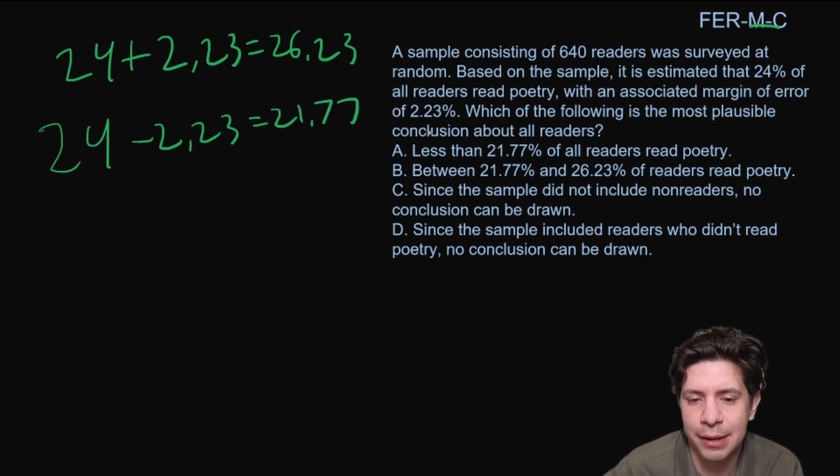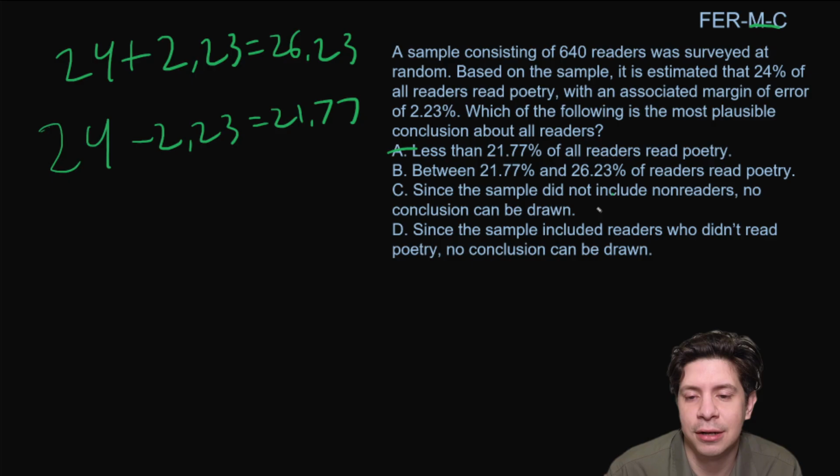And just looking at the numbers, you can almost guess, right? It's going to be B, but let's read it through. A: less than 21.77% of all readers read poetry. Not exactly. We would think it'd be between. It should be greater. B: between 21.77 and 26.23% of readers read poetry. Okay, that makes more sense.